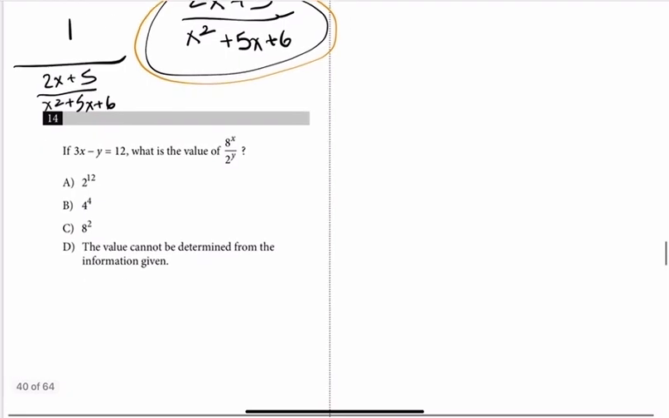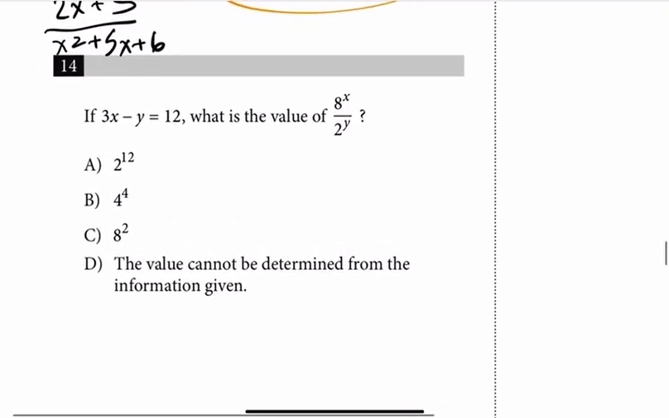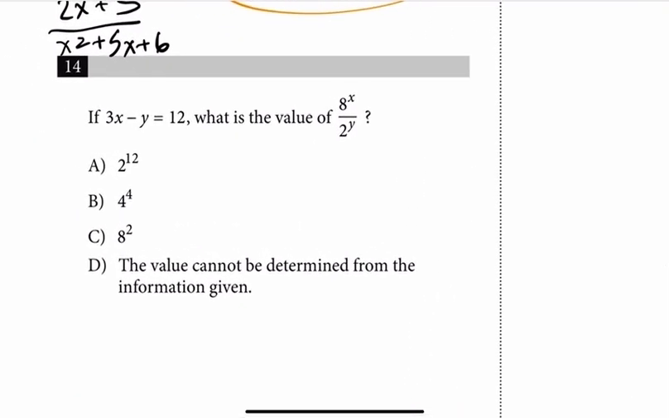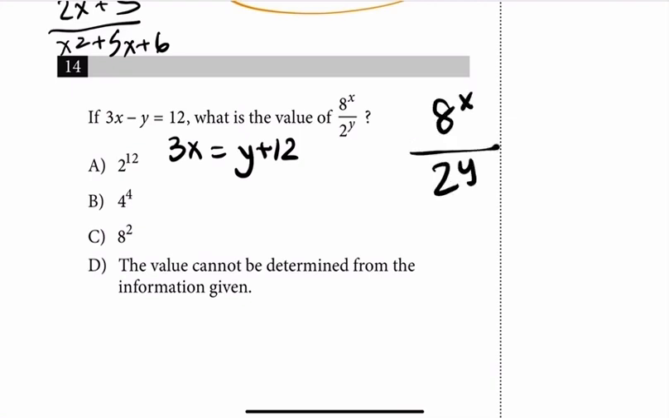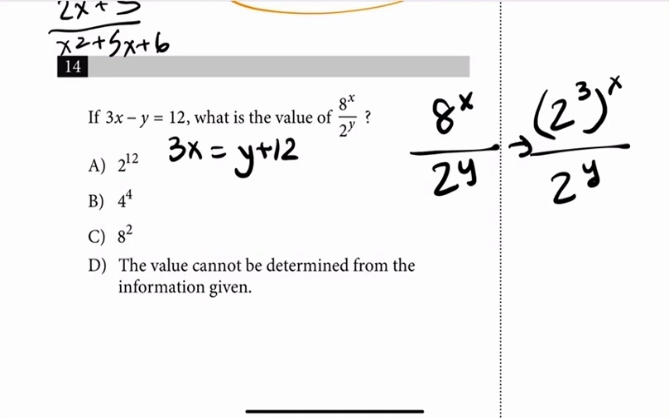Okay. 14. If 3x minus y equals 12, what is the value of 8 to the power of x over 2 to the power of y? Okay. So off the bat, this seems like a very confusing question, but I'm going to put 3x by itself. So I know that 3x equals y plus 12. And now I'm looking at this 8 to the power of x over 2 to the power of y. And I'm like, okay, I know I can represent 8 as 2 to the power of 3, to the power of x over 2 to the power of y.